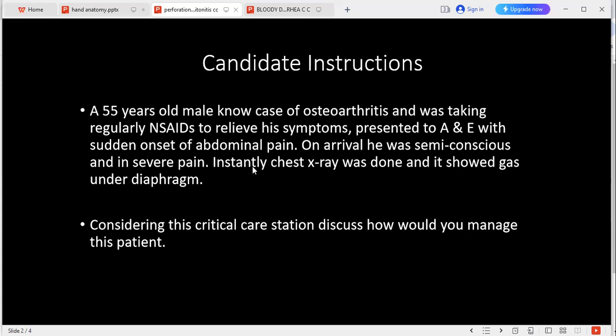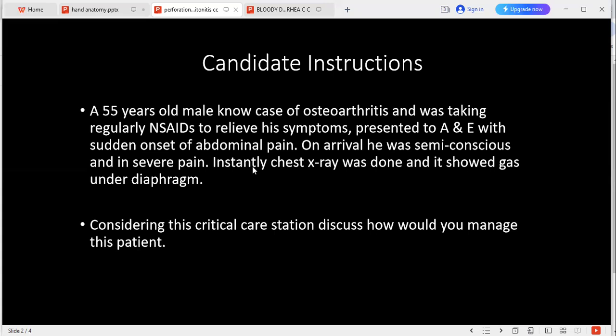If I'm repairing the gastric perforation, I will take a biopsy from the margins of the perforation to rule out malignancy. Okay. Post-operatively, what measures would you take or what advice would you give to the patient?